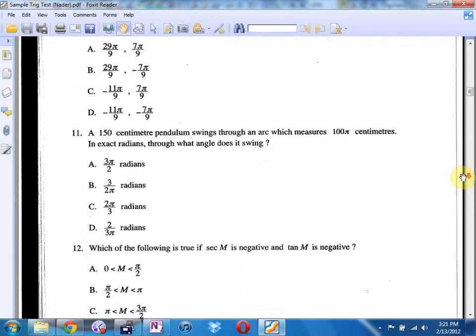Number 11. This looks like a job for the arc length. I can't remember it. Oh, please do. I hope. Really look for the word arc.